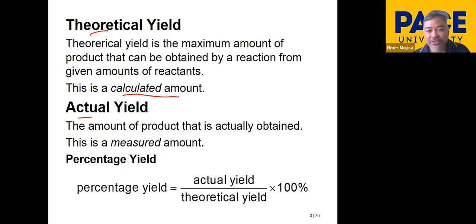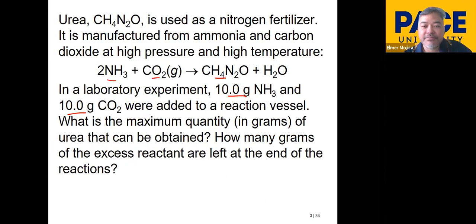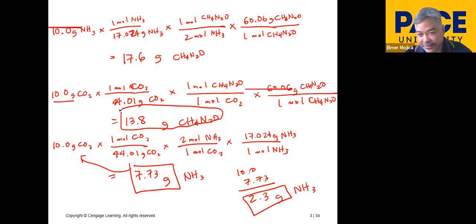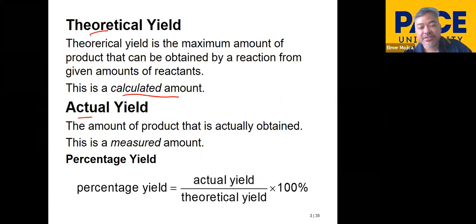Now you may ask, why do we need to determine the theoretical yield? The theoretical yield is the maximum amount that you can produce. So in this experiment that we have, the 13.8 grams of urea is your theoretical yield. That's the maximum amount that you can produce. But the problem is there's no such thing as 100% efficiency, right? So what happens is you always calculate the actual yield.